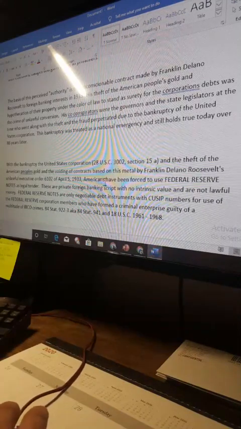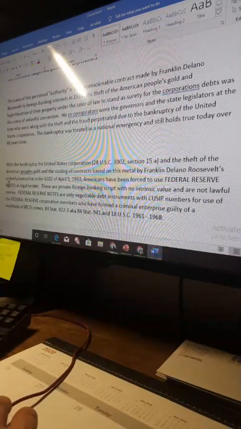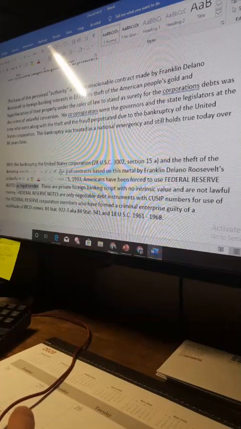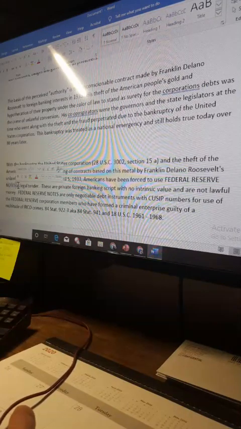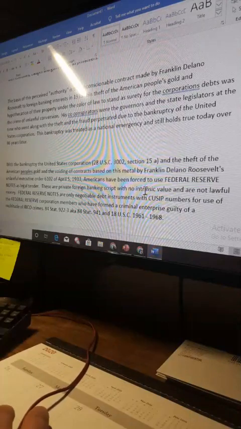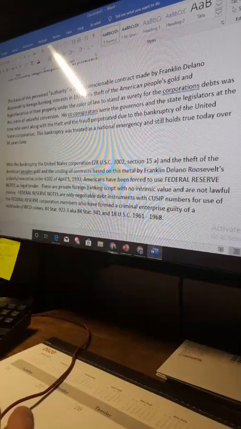Americans have been forced to use Federal Reserve notes as legal tender, which are truly securities instruments, all right? They're promissory notes to pay. They're securities instruments. These are private foreign banking script with no intrinsic value and are not lawful money.